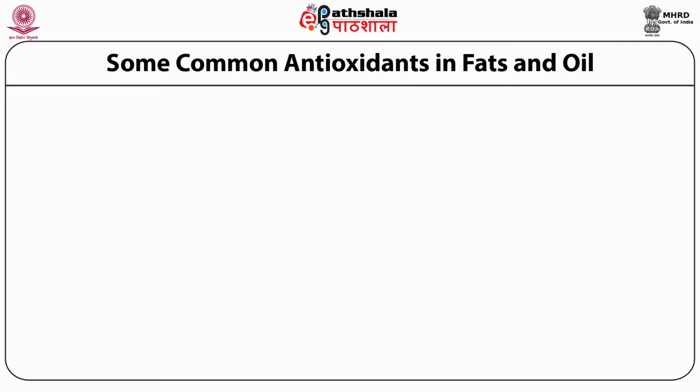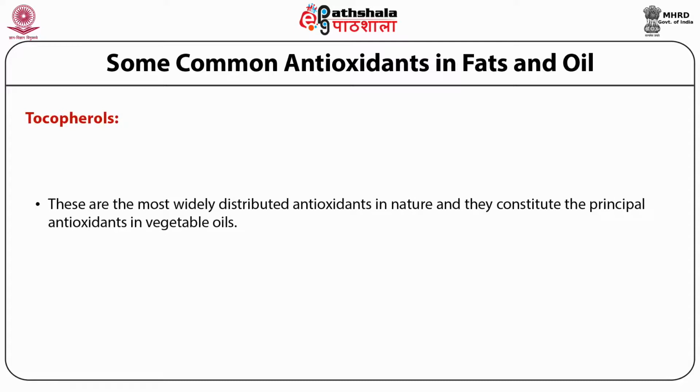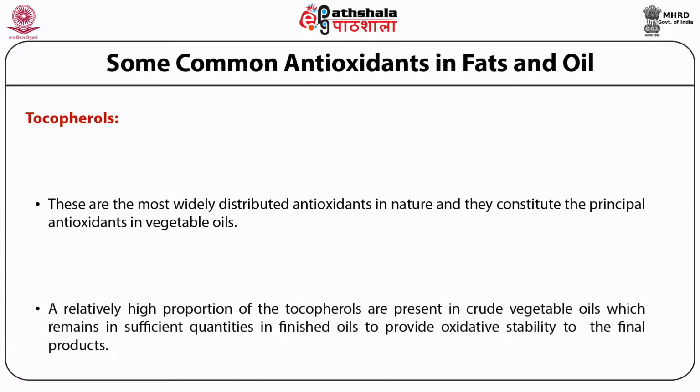Now we will learn about some common antioxidants in fats and oils. The first one is tocopherols. These are the most widely distributed antioxidants in nature, and they constitute the principal antioxidants in vegetable oils. A relatively high proportion of the tocopherols are present in crude vegetable oils, which remains in sufficient quantities in finished oils to provide oxidative stability to the final products.